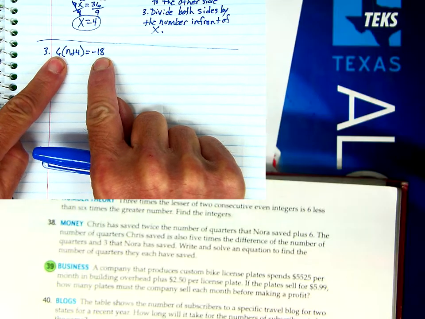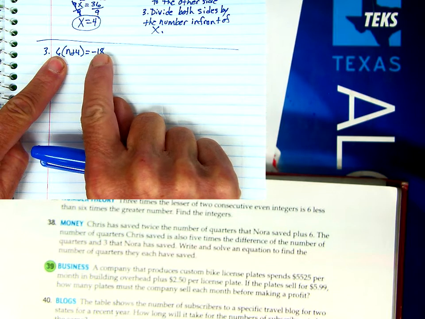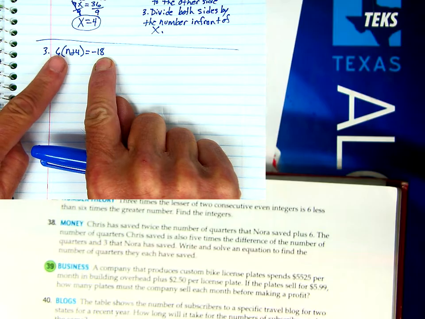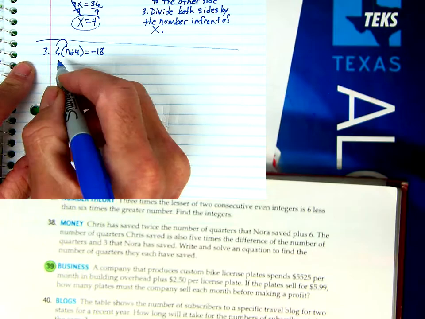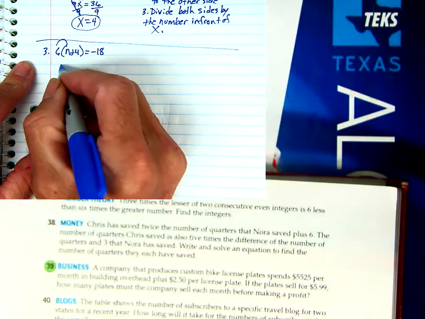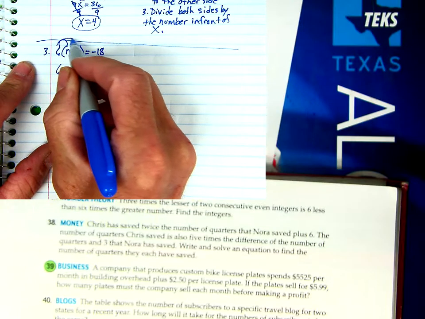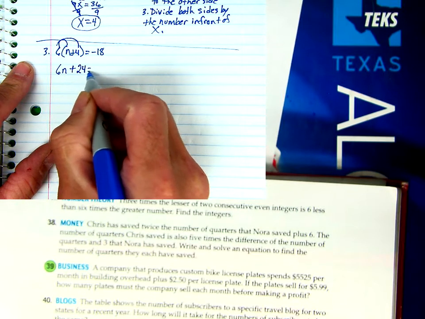However, really I could go ahead and start by dividing by 6 since 6 goes into 18 evenly. That will not always be the case, so let's just go ahead and start by doing the math that we can do over here on the left. 6 times n is 6n plus 6 times 4. 24 equals negative 18.